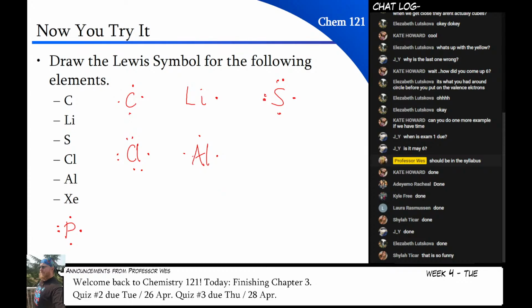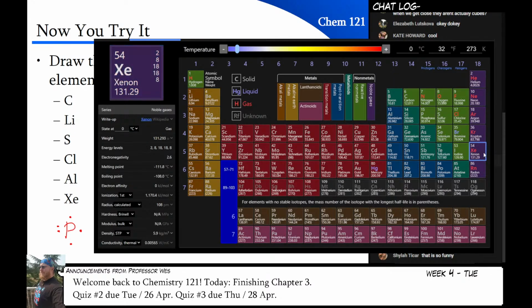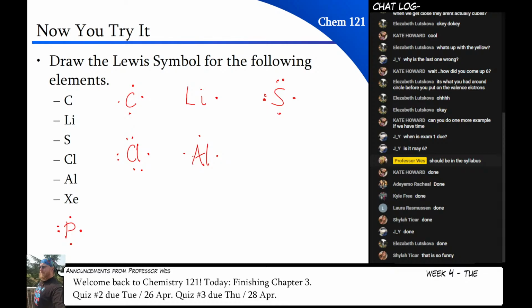And then xenon over here. There's xenon. It's in group 18 with 8 valence electrons. So we would draw all 8 electrons: 1, 2, 3, 4, 5, 6, 7, 8. There you go.